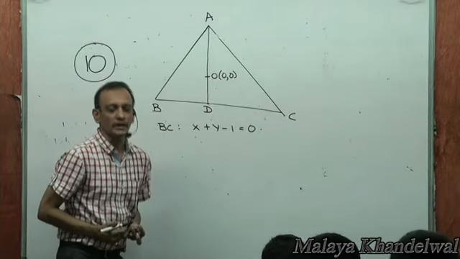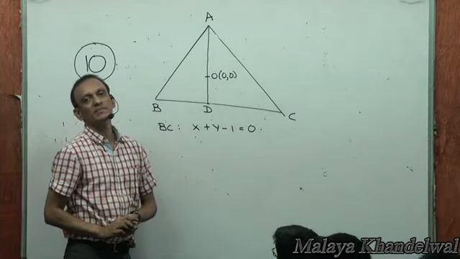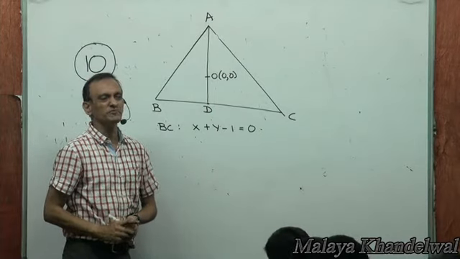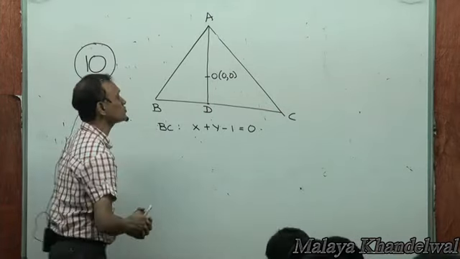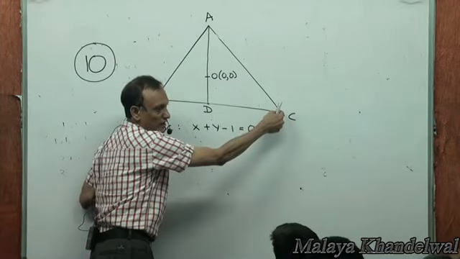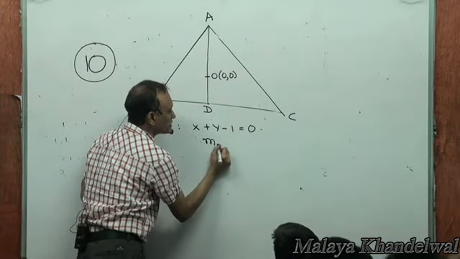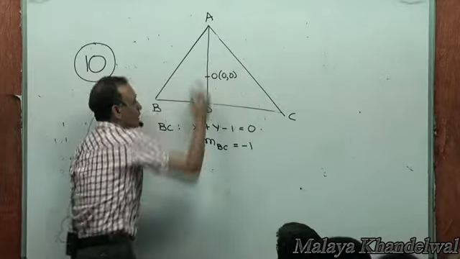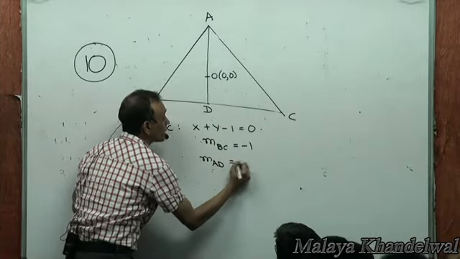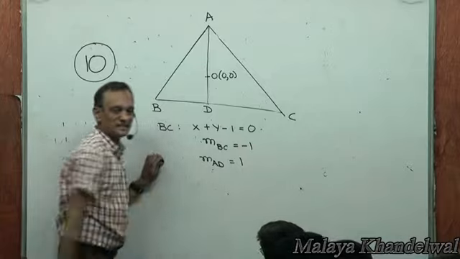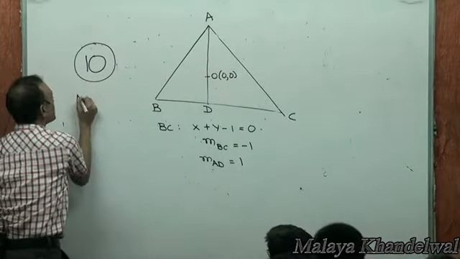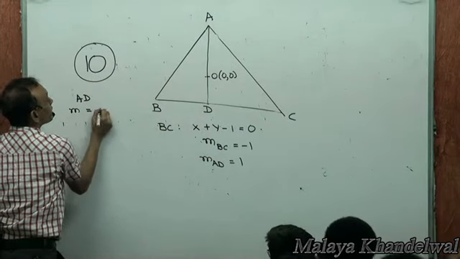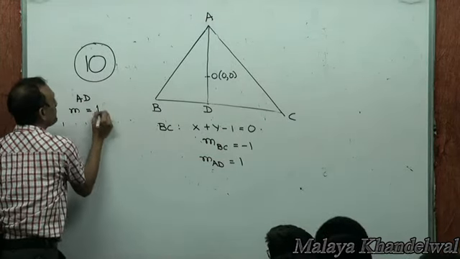Now, in an equilateral triangle, the circumcenter would be the same as the centroid. Circumcenter will be the same as the orthocenter. Everything will be the same in an equilateral triangle. Now, AD is a line passing through the origin, right? And perpendicular to this line. The slope of BC, as you can see, is -1. So what would be the slope of AD? +1, because AD is perpendicular to BC. Clear? And therefore, AD has slope +1, beg your pardon, and passes through (0, 0).